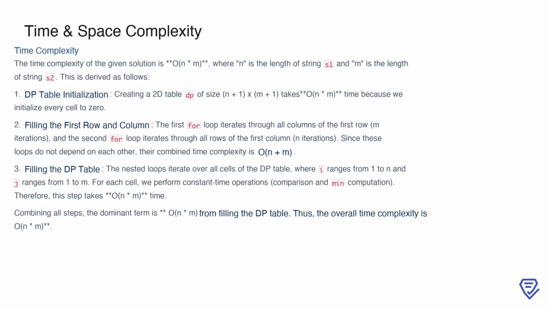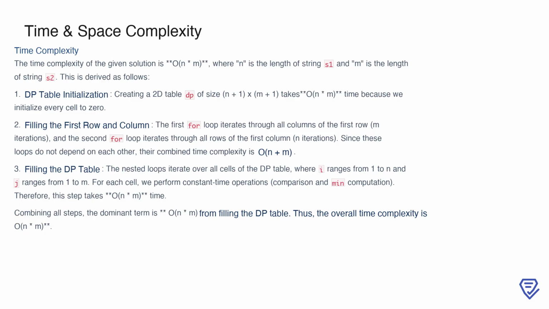Next, the first row and column of the table are filled to account for cases where one of the strings is empty. Filling the first row requires m iterations, and filling the first column requires n iterations, giving a combined time complexity of O(n+m) for this part.